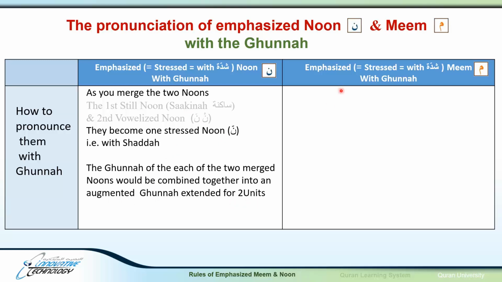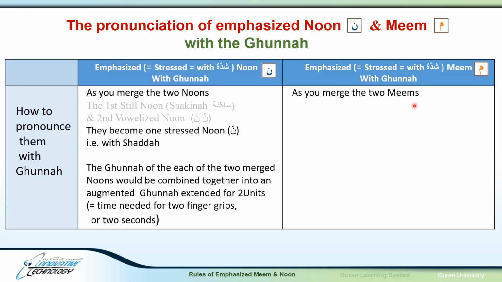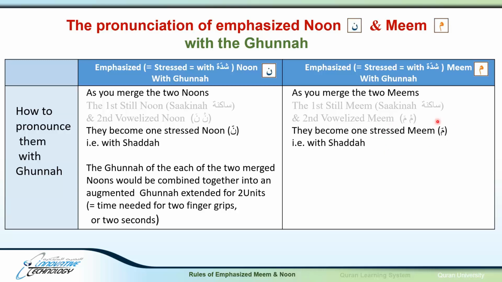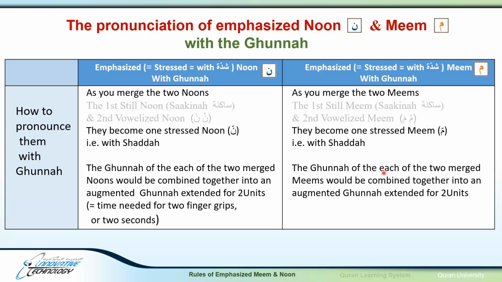Same thing applies to the meem. So if you merge 2 meems together, the first meem, the second meem has a ghunnah, and the vowelized meem, the meem with fatha, has a ghunnah. Now when we put the 2 together into a stressed, emphasized meem with shadda, then the 2 ghunnahs add to each other, giving you an augmented ghunnah that should be extended for 2 units, equivalent to the time of gripping or extending 2 fingers.